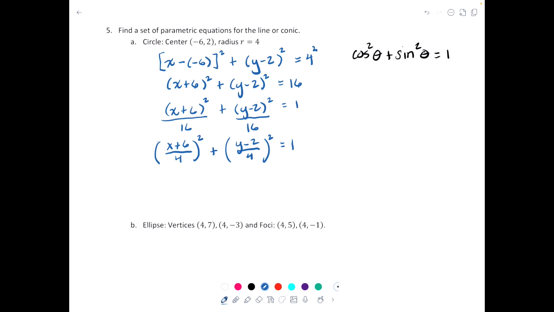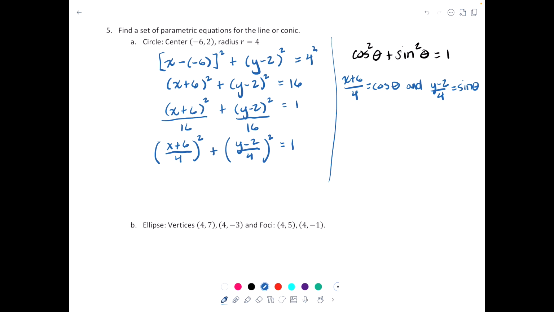And then utilizing what I have on this side, that would yield that (x + 6)/4 must be cosine theta, and (y - 2)/4 must be sine theta. It's actually like a puzzle, right? All right, so here we go.